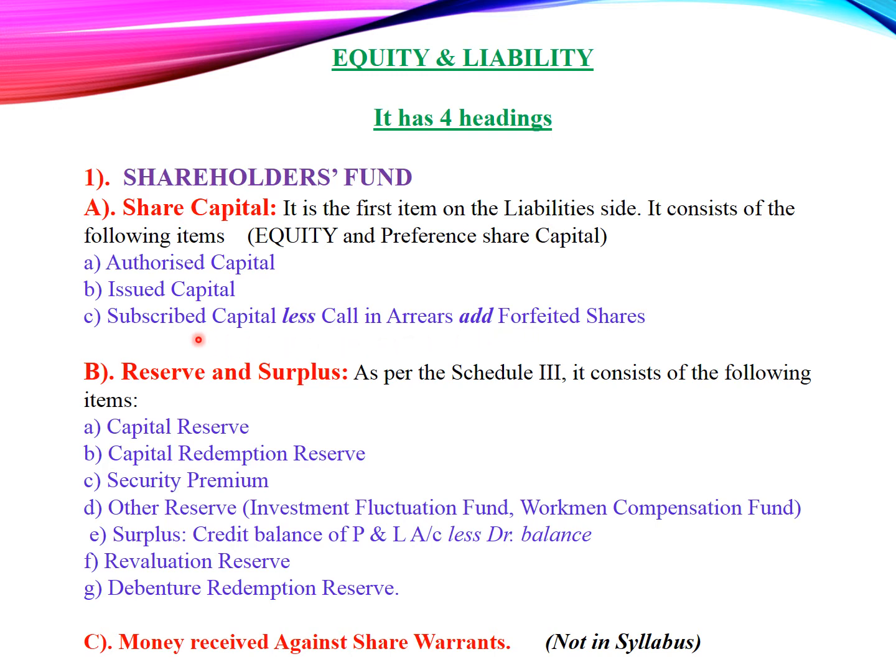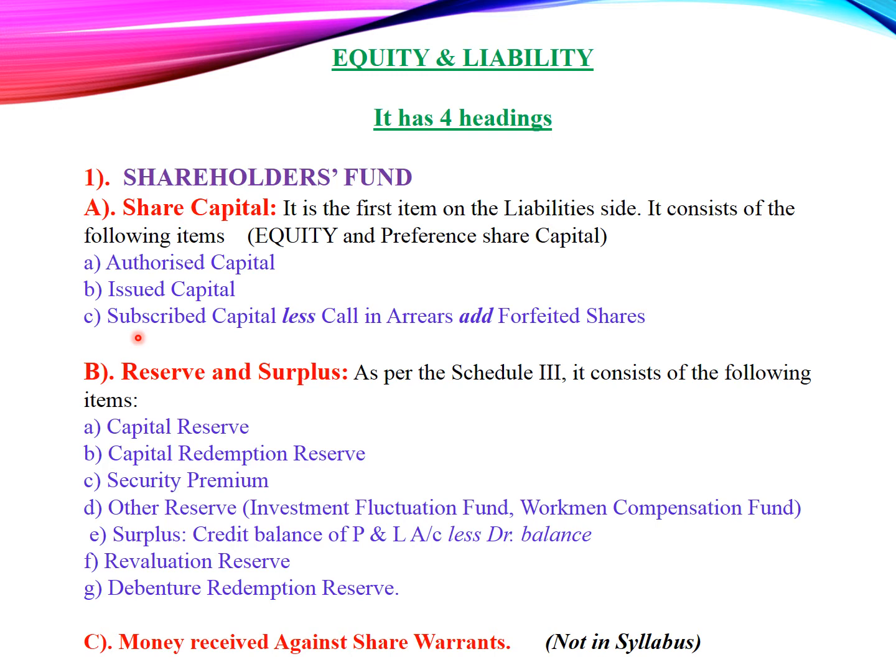Now, for example, authorized capital. If a company has registered with 1 lakh equity shares, that is part of authorized capital. Company decided to issue only 80,000 shares in the market. That 80,000 will become the part of issued capital, and out of 80,000, now it is up to public, they may apply up to 80,000 or it can be less than 80,000. Whatever actual shareholders apply for, that part falls under the title of subscribed capital.